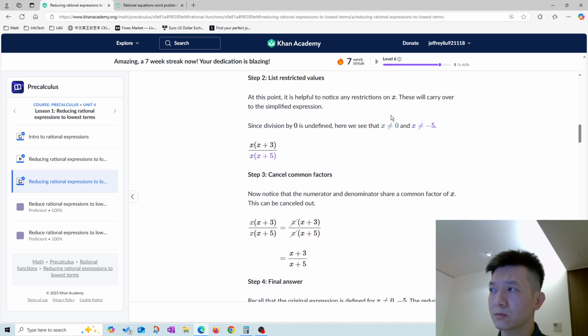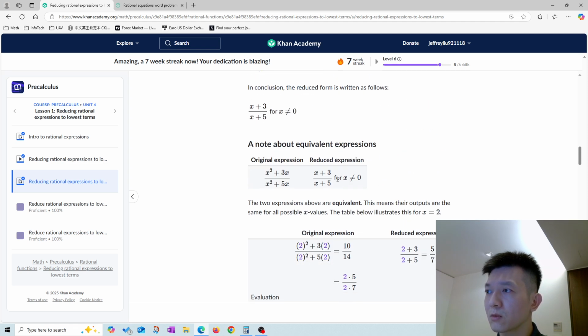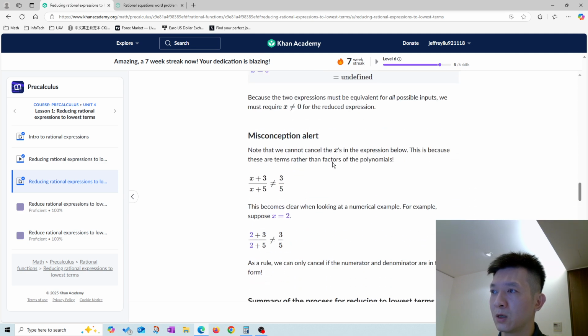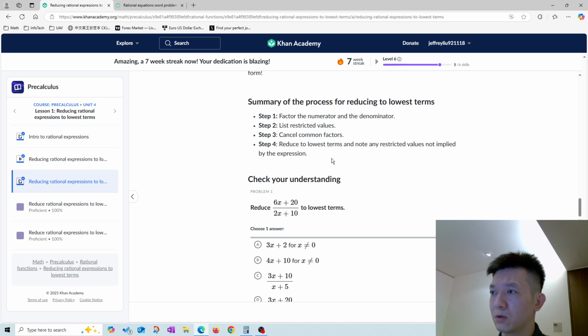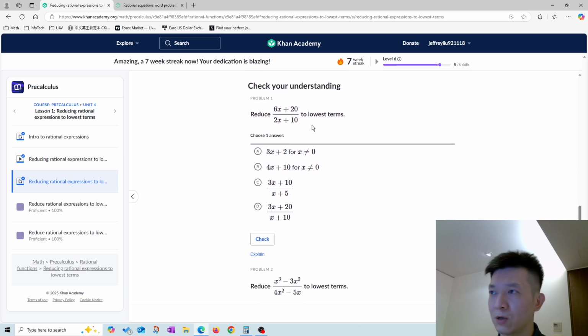Right here, you have a domain of all the real numbers except x cannot be 0. And for this case, x also cannot be negative 5, right? So these are all the definitions. Let's check our understanding.